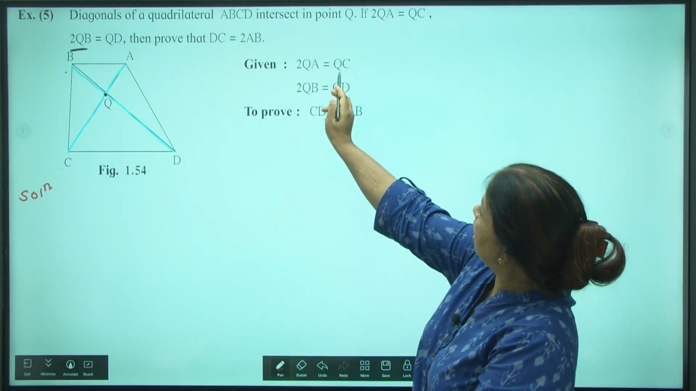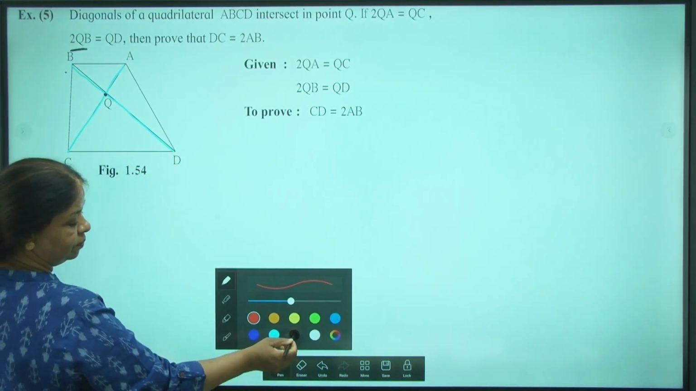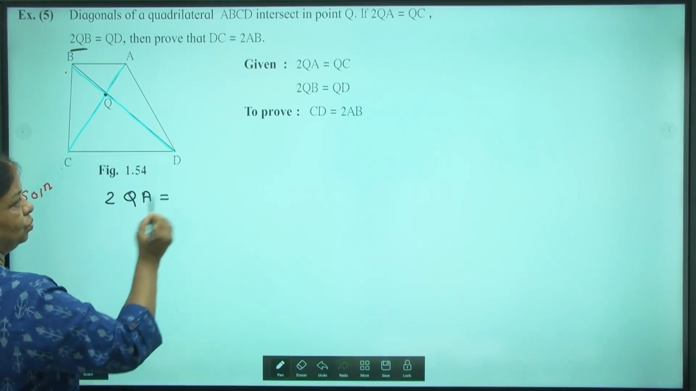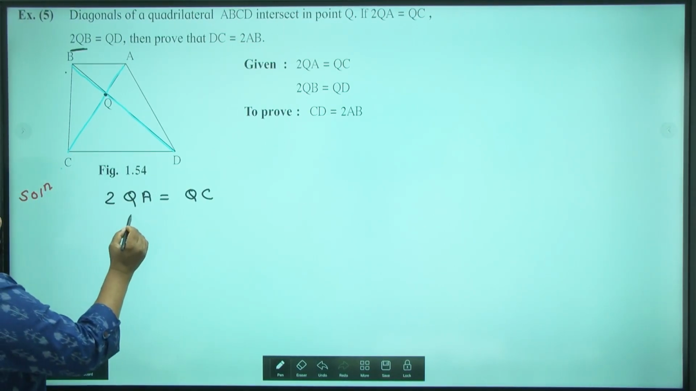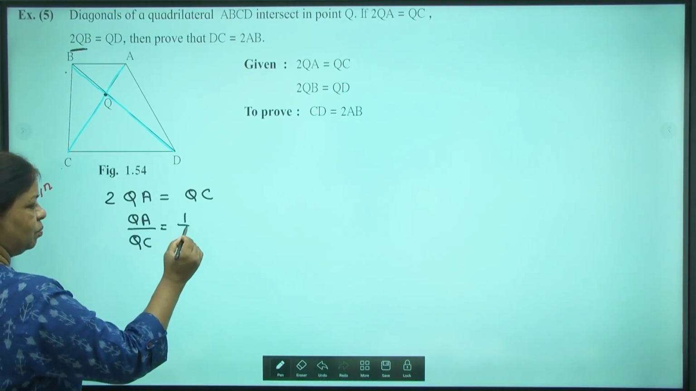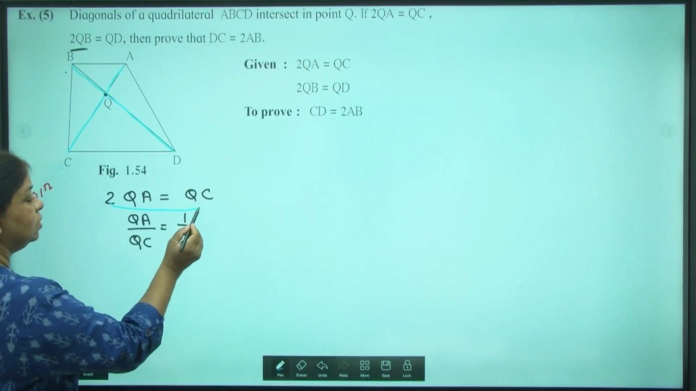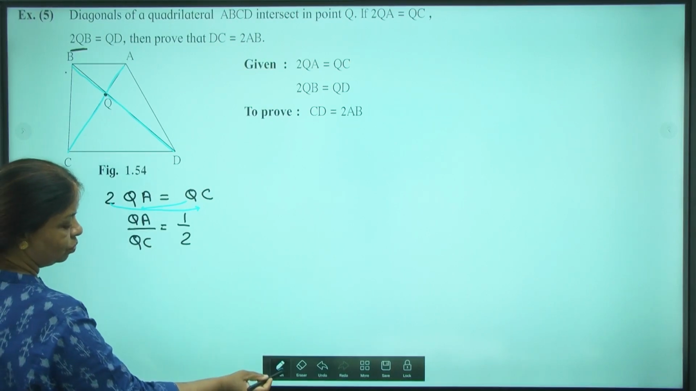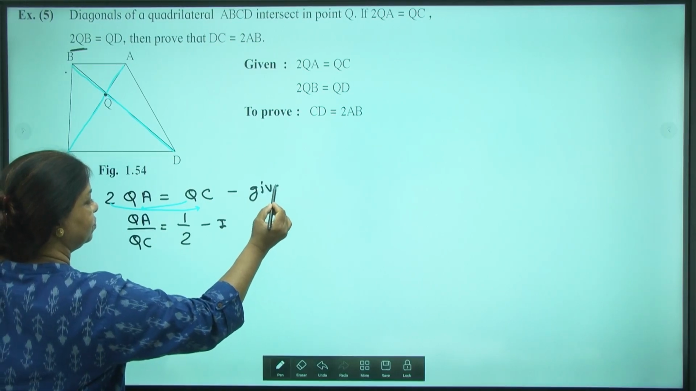It's given that 2 times QA is equal to QC. Let's write 2 times QA is equal to 1 time QC. So QA upon QC is equal to 1 upon 2. What I did here, children, I brought 2 down and I took QC down here. So QA upon QC is 1 upon 2, and this is my first statement, and this was given. Okay.